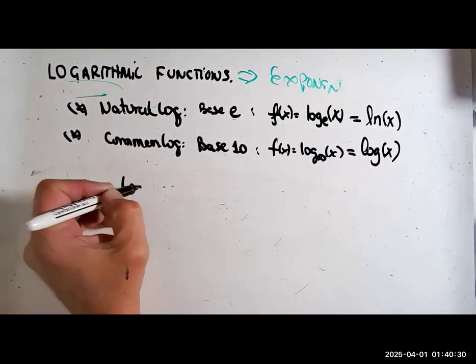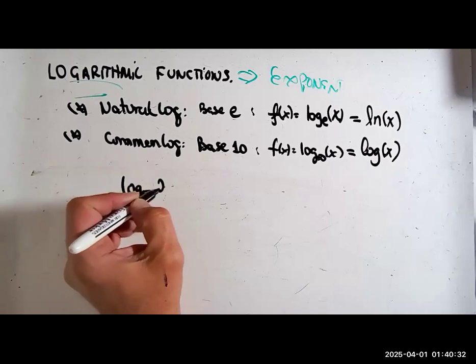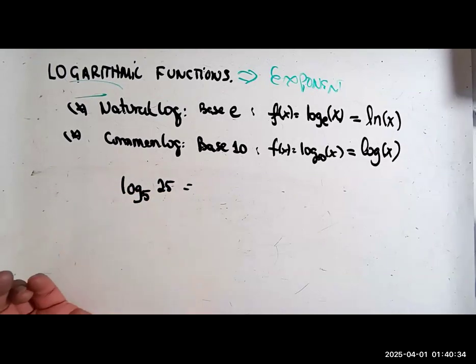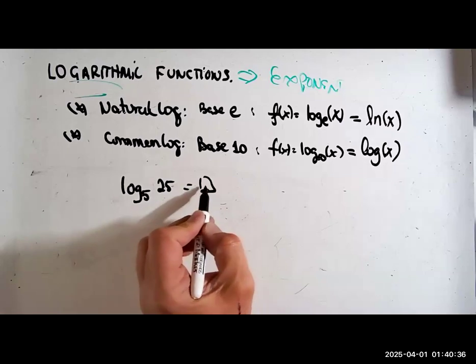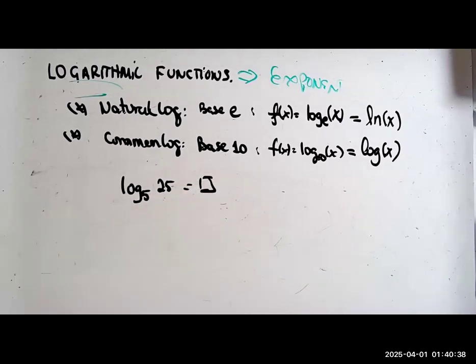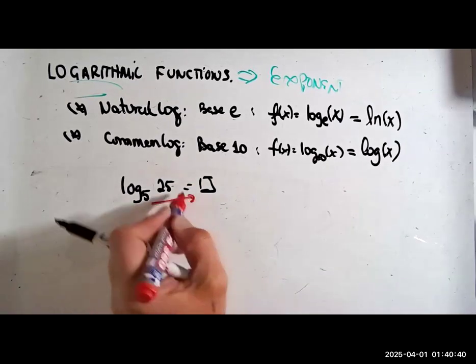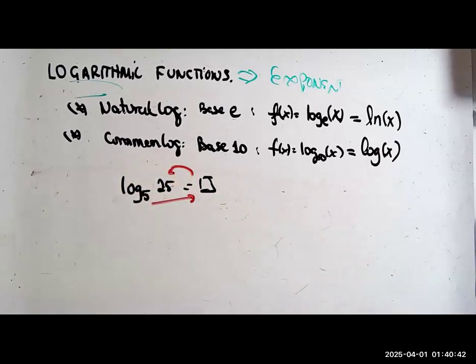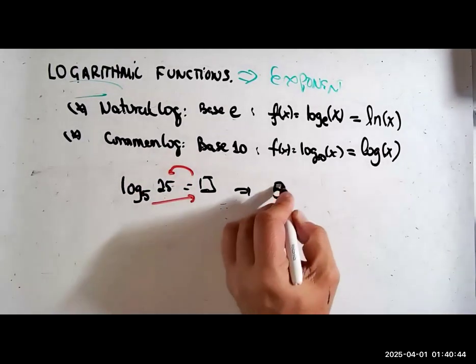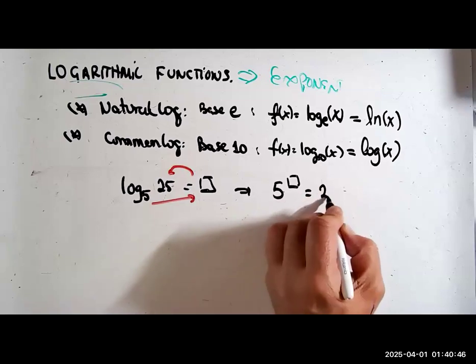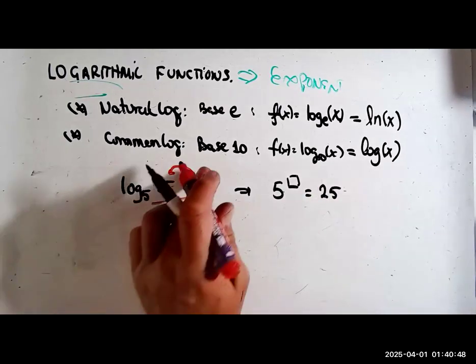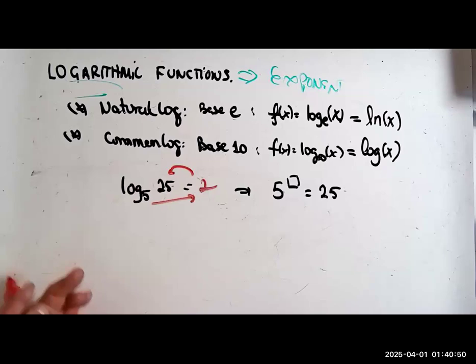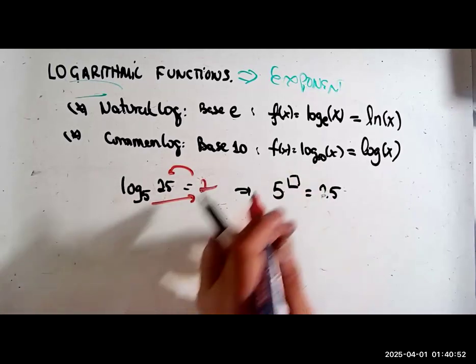So if I have the following, log base 5 of 25, what is the answer here? So 5 raised to what number gives me 25? Of course, we know that the answer is 2. 5 squared equals 25.